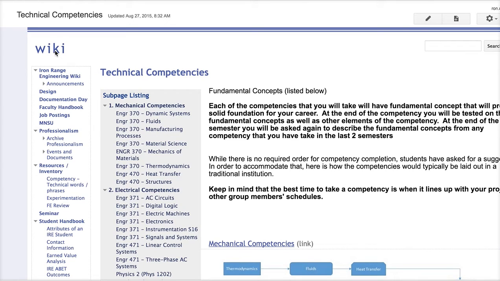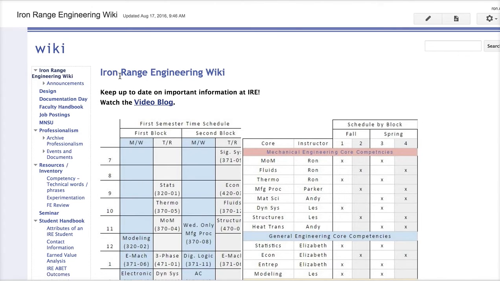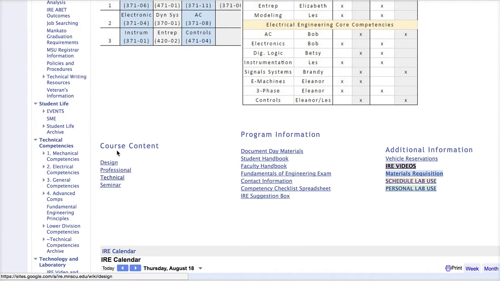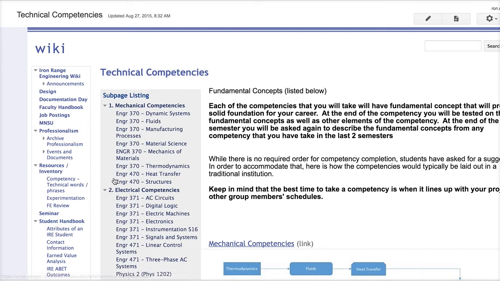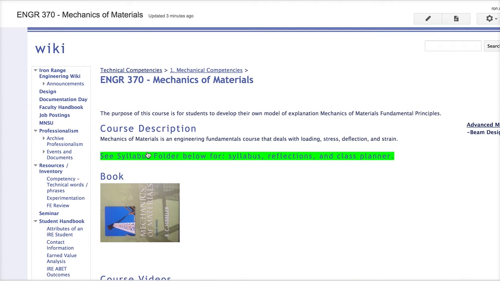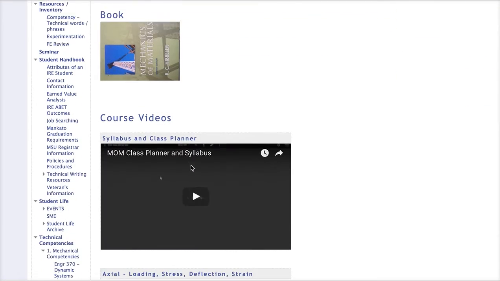I'm on the IRE wiki here, and if you come into the front page of the wiki and scroll down to course content, go to technical, and we're in the mechanical competencies. This is Mechanics of Materials. The purpose of this first video is to go over the syllabus and go over the class planner. It's intended that you watch this video before the very first class period.